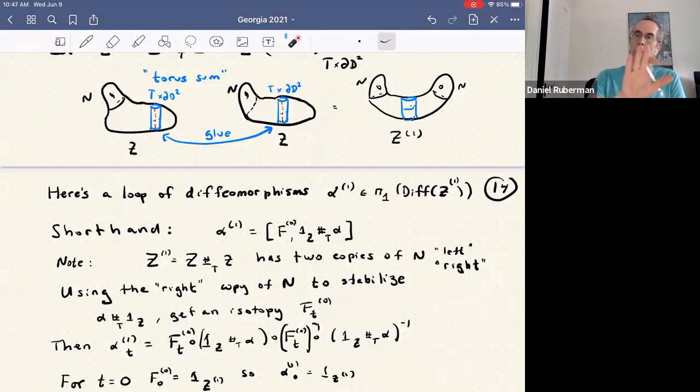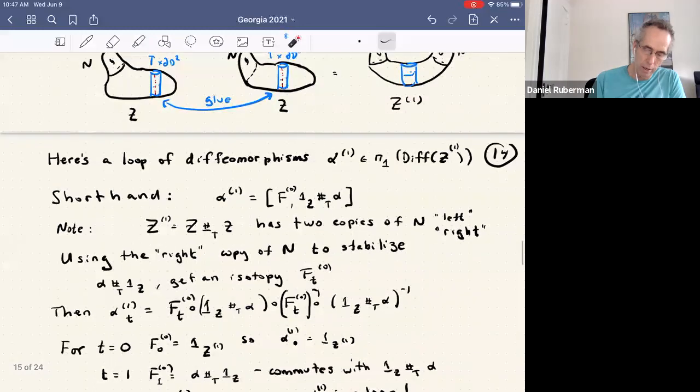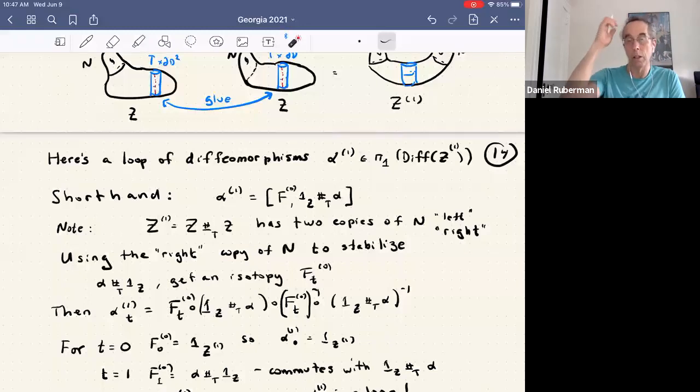I mean, as you do the isotopy, things move back and forth, but I think of that as somehow coming from the left. So that's an isotopy f0. And so here's my loop alpha 1. I have to tell you, for each t, a diffeomorphism. I want it to be the identity at t equals 0, and at t equals 1, I want it to be the identity.